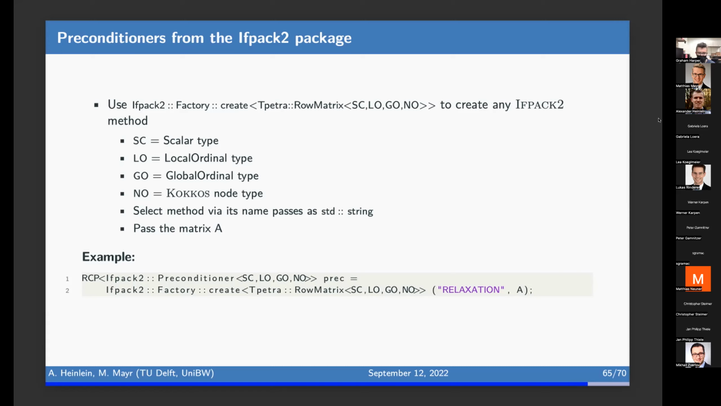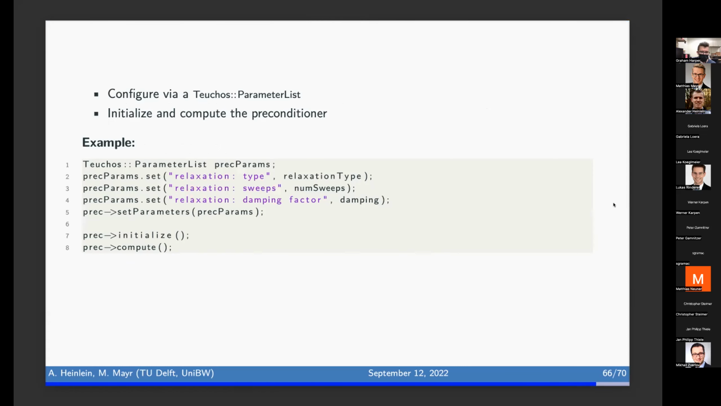But to set this up, all you have to do is specify a Teuchos RCP to an Ifpack2 preconditioner. Again, you're going to use these template parameters everywhere, this SC, LO, GO, NO, and you create an Ifpack2 preconditioner. If you want a relaxation preconditioner, you specify the string relaxation on your matrix. And if you want to then customize this even more and configure your solver, you can do so with a Teuchos parameter list. You can specify the type of relaxation, the number of times that you relax, and the damping factor associated with the relaxation. Once you've done all of this, you initialize your preconditioner and you compute it, and that's how you feed it to your linear problem.